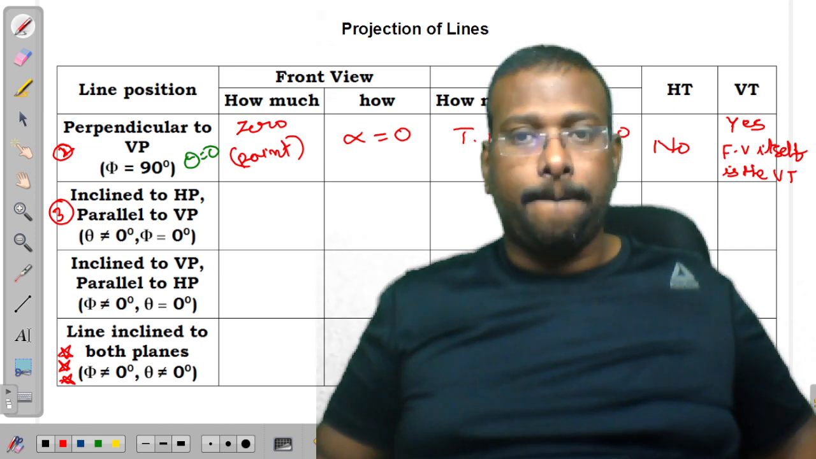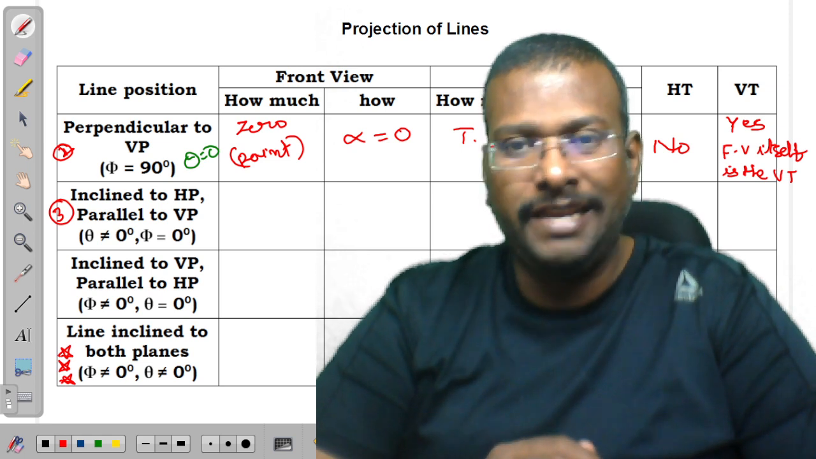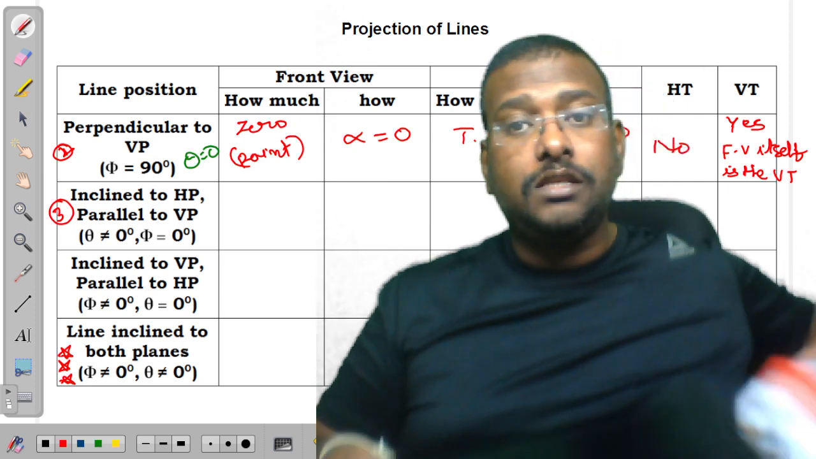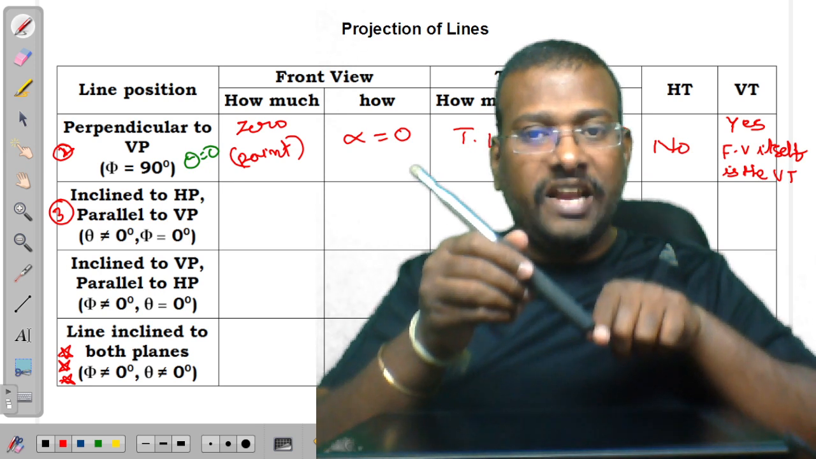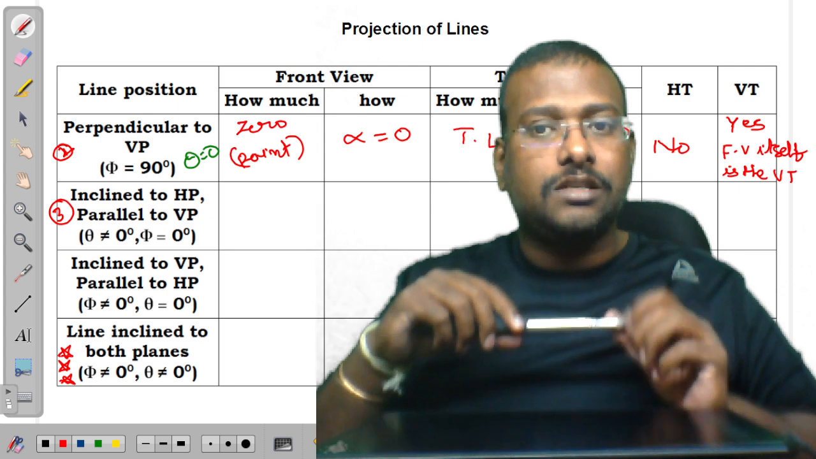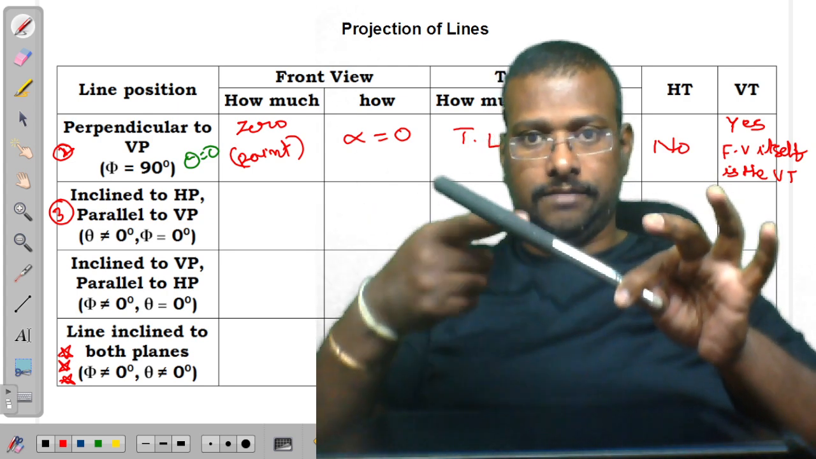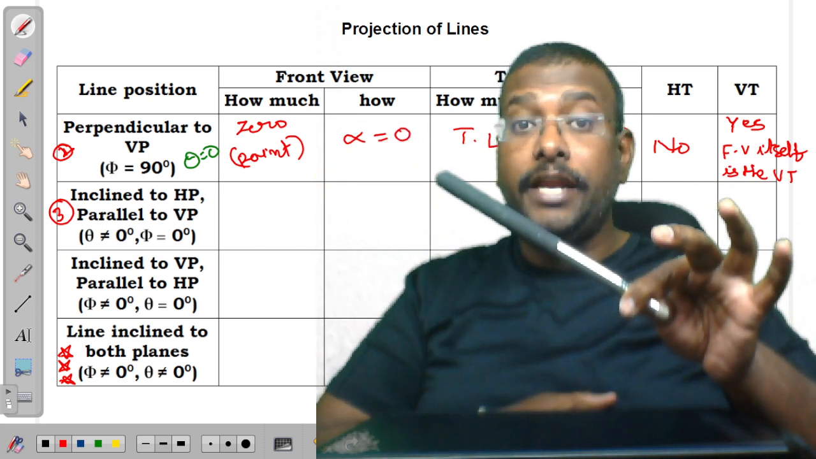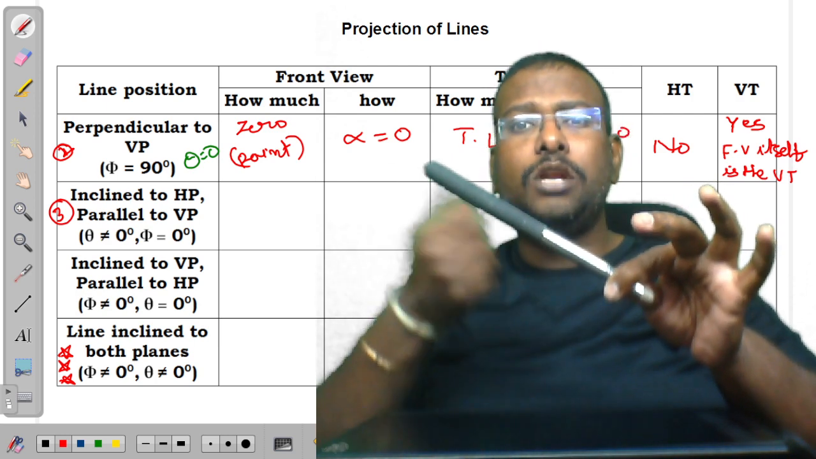Good. Now, I said one more case I will explain. Line is inclined to HP, which means theta is not equal to 0. What is the meaning of inclined to HP? One point is nearer to the XY line, the other point is away from the XY line. This is called line inclined to HP and parallel to VP. I kept this one parallel to VP. By keeping it, you can give the statements. Sir, how much appears in the front view? True length only.